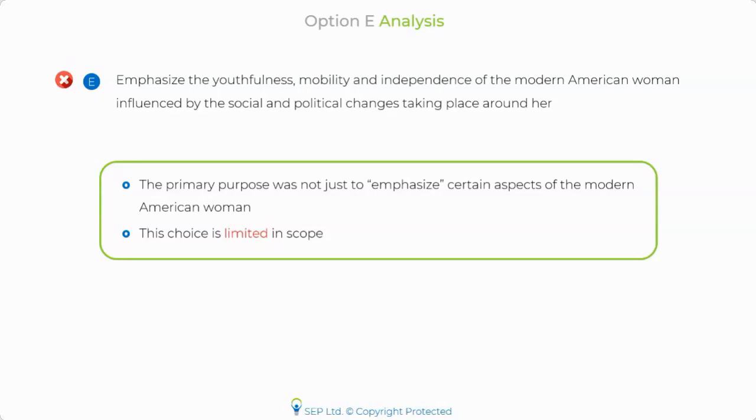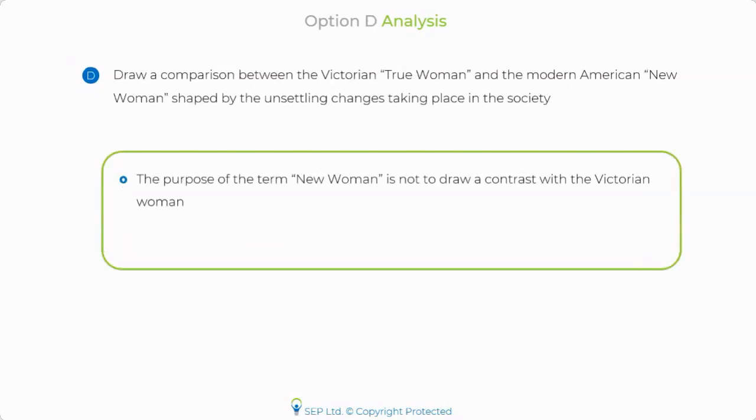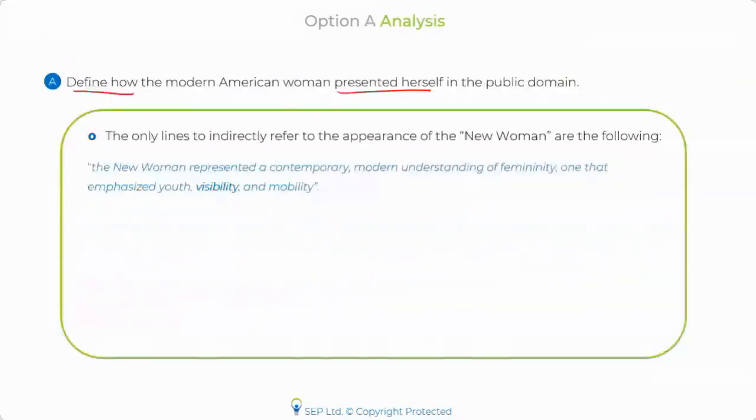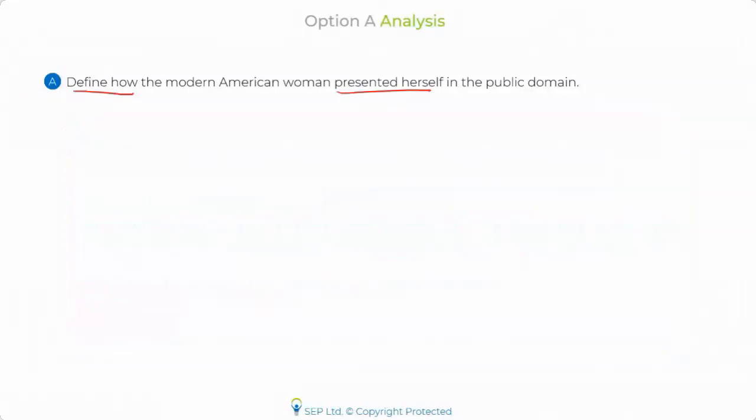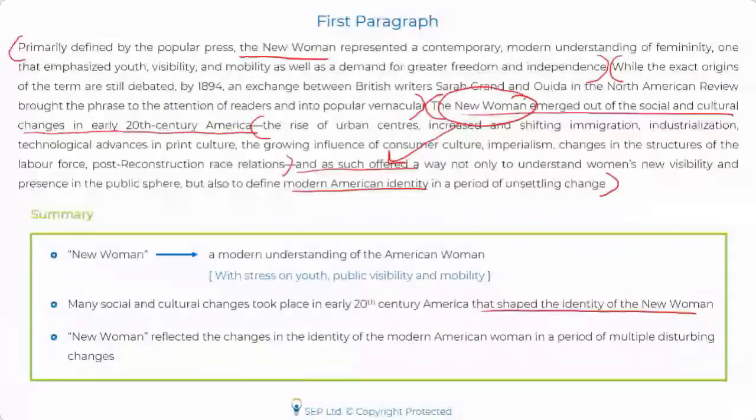When you're reading a paragraph, it's very important to understand who is saying what. Clearly here, the author is not saying that the term new woman emphasized youthfulness. If you go back to your first paragraph, here it is: primarily defined by the popular press, the new woman represented this. That is how the term new woman was defined by the popular press. But ultimately what the new woman primarily offered a way to do was to understand women's new personality, new image, and to define the modern American identity.